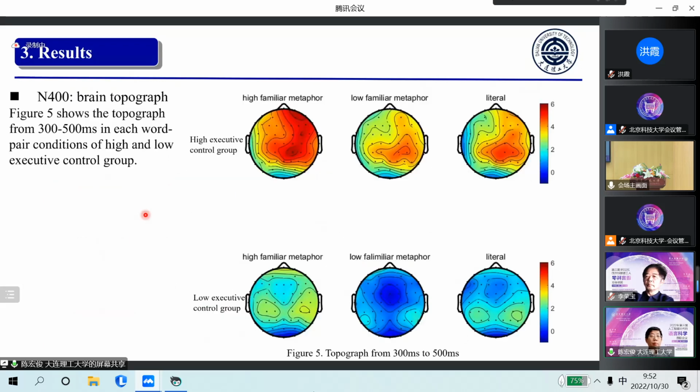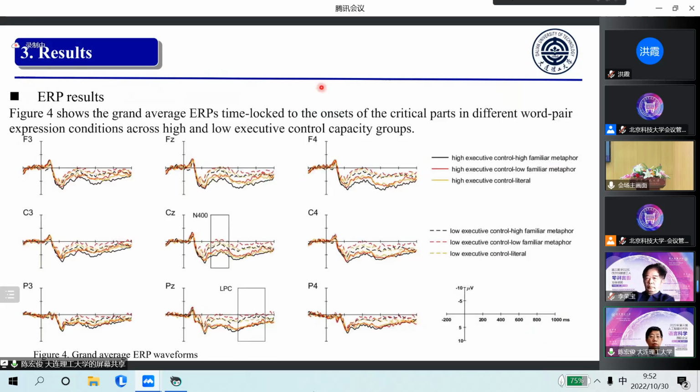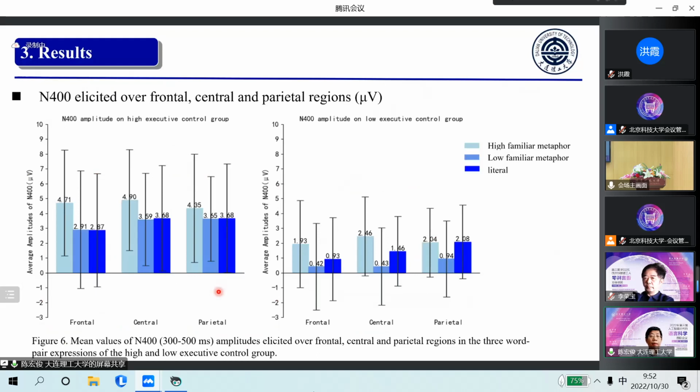And this is the brain topograph showing the N400 topograph. We can see it really shows a different pattern. But for the time course, it is quite similar. We can hardly say they are different for the time course, right? And also the mean values of N400 amplitude. We can see they are different over the frontal, central, and parietal regions, right? In the three word pair conditions for the high and the low executive control groups.